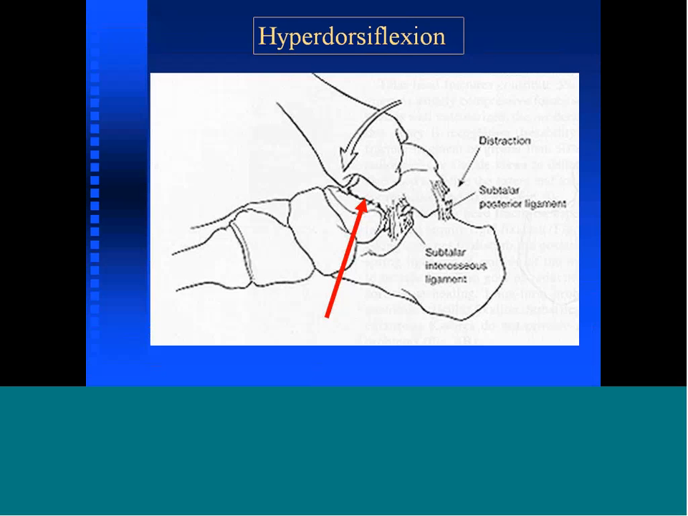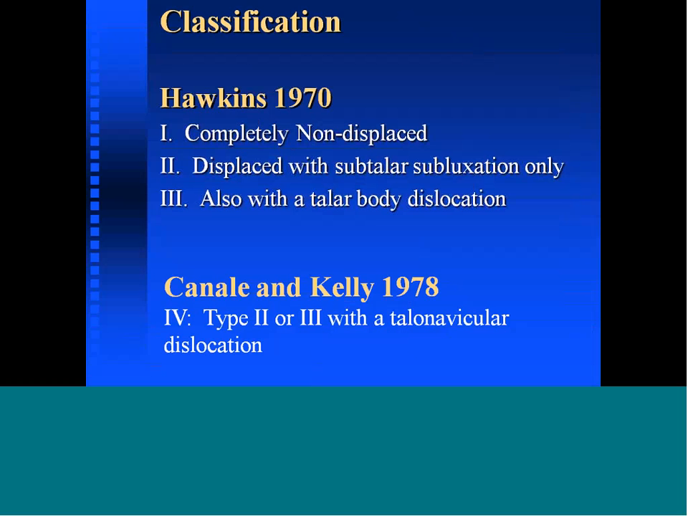This is the hyperdorsiflexion mechanism that we'll see with these injuries that create a tremendous amount of stress through the talar neck itself. And as mentioned, one that oftentimes occurs with the head-on collision of the highways.